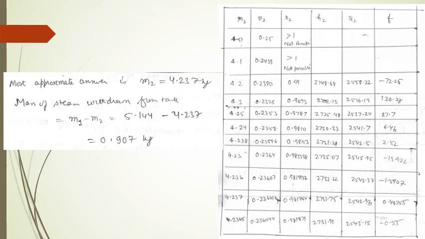because there is change of sign from 4.23 to 4.24 when the mass M2 is changing from 4.23 to 4.24. Then there is change of sign. So basically it indicates that our solution lies between the value of mass 4.23 to 4.24 kg, and we obtained the answer as 4.237. So the mass of steam withdrawn from the tank is M1 minus M2, and that is 0.907 kg.